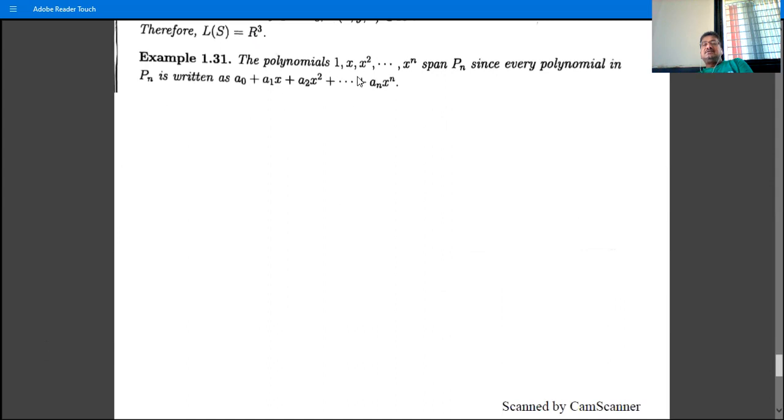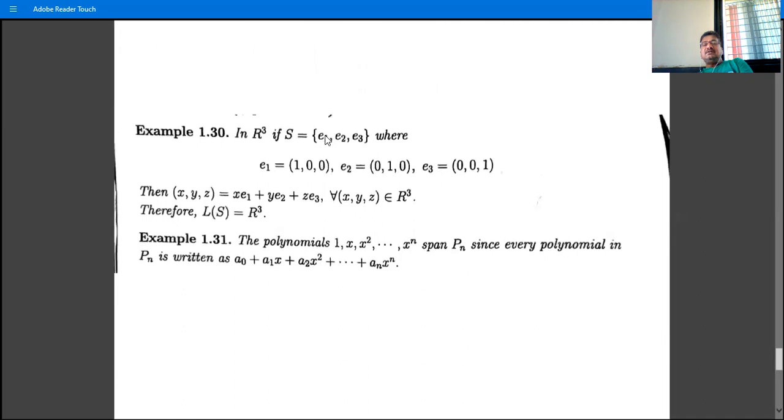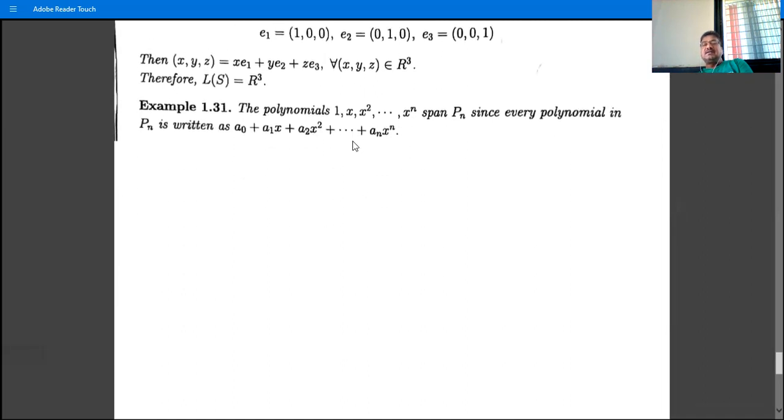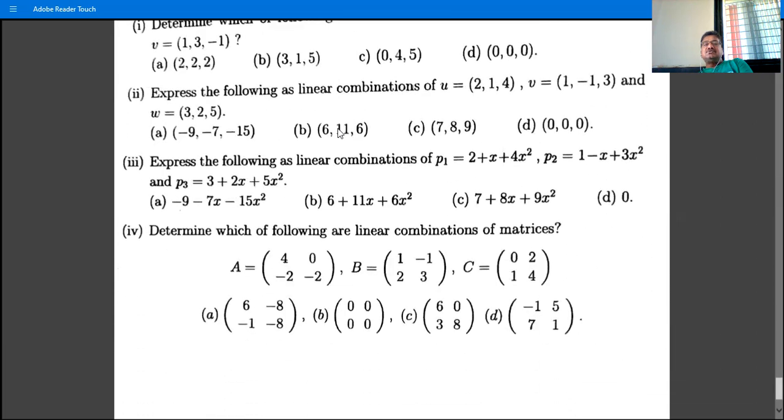So this set 1, x, x square, up to x raised to n spans Pn. If we form the set of all these polynomials, 1, x, x square, up to x raised to n, then these are n plus 1 in number. Like this, there are three vectors in the earlier set; in this set, n plus 1 vectors are there. So it spans. So solve all these exercises.